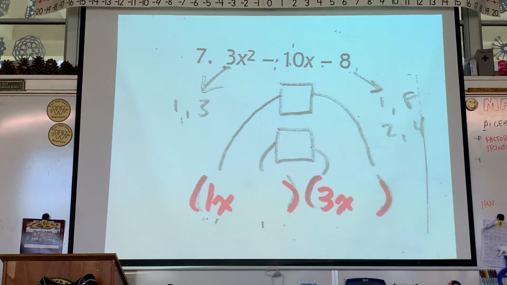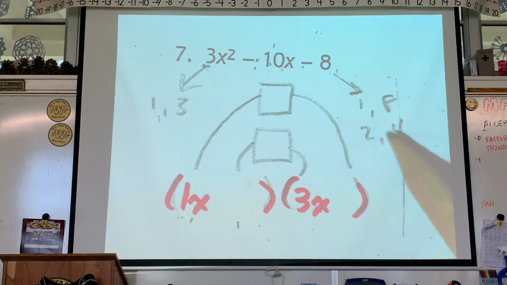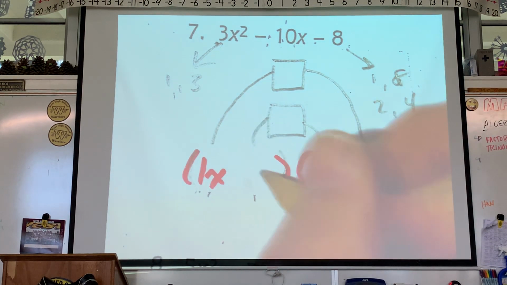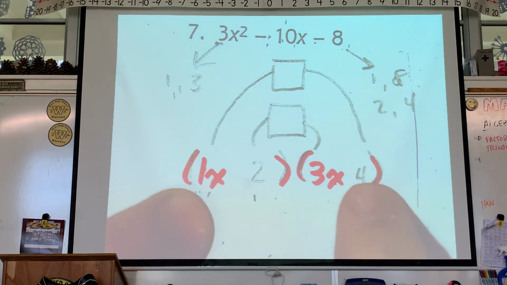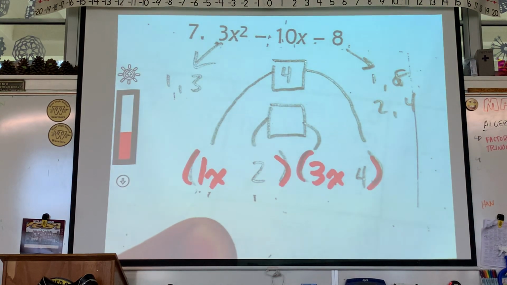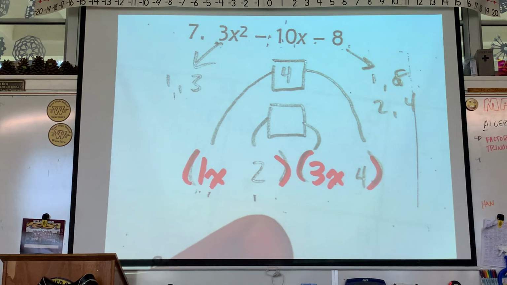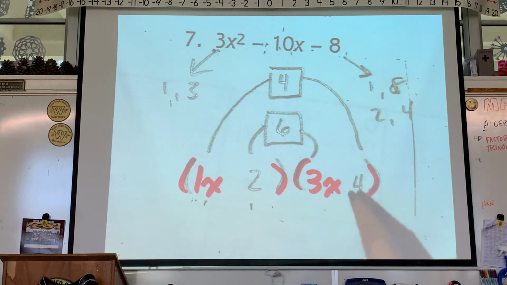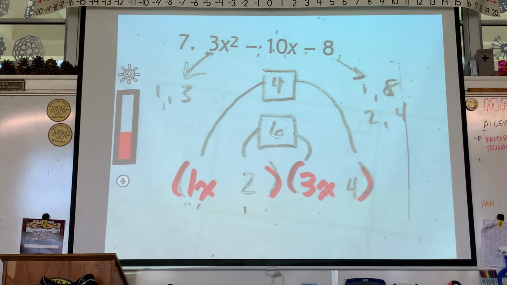Now I'm going to figure out which factors are going to get me to -10. Let's not do the 1 and the 8, and let's come back to the 2 and the 4. Let's plug them in. 2 and 4. Outsides is 4 times 1 is 4. Insides, 3 times 2 is 6. Is this going to work? Let's see. 6 and 4, how can I get to -10? Which signs can work here? How about a -6 and a -4?